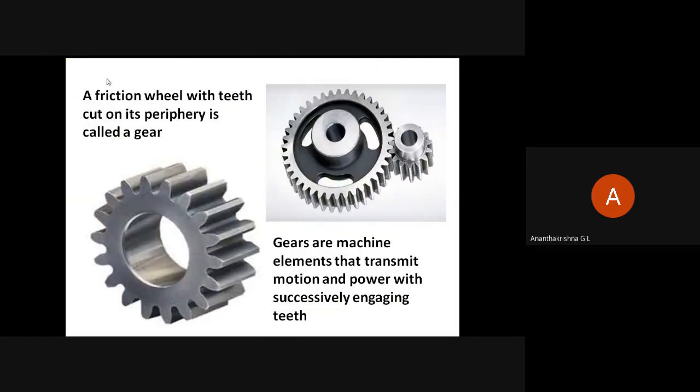Efficiency is of the order of 99% because there is no slipping as in the case of belt drive or rope drive. So a friction wheel with teeth cut on its periphery is called a gear. If the teeth are parallel to the axis, that is, straight, they are called spur gears. The smaller of the gear pair is called the pinion, and the bigger of the gear pair is called the gear.